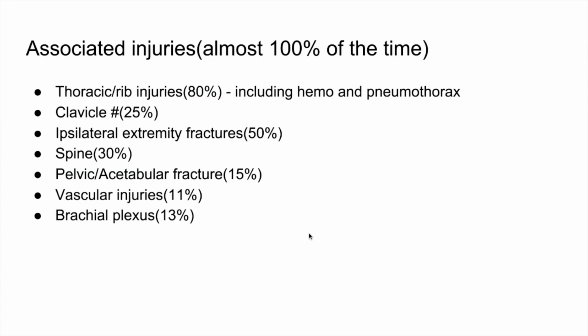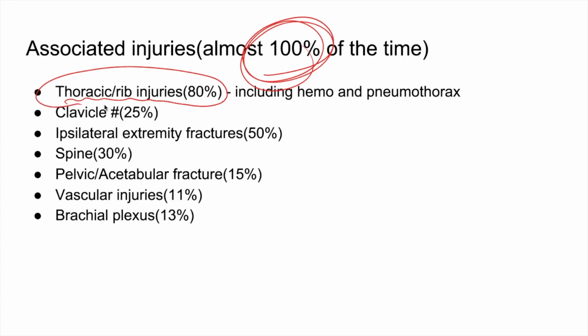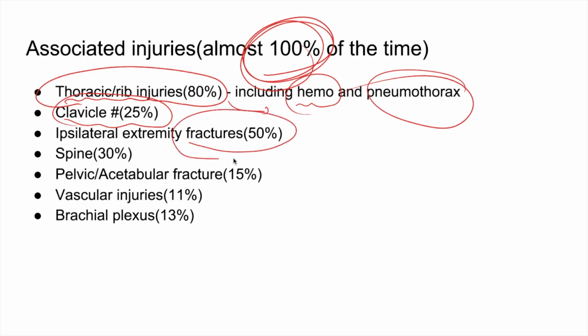What are the associated injuries? So, my experience and also literature says that almost 100% of the time there is an associated injury. It is never isolated. See, thoracic and rib injuries are very common. Rib injuries and thoracic injuries are seen in about 80% of the scapular fractures. Associated hemopneumothorax is also very common. And you have clavicle fractures in about 25% of patients. You have ipsilateral extremity fractures like the humerus fractures, elbow fractures, and forearm fractures. Sometimes you look at those fractures and we fail to pick up the scapular fracture. So, this also must be kept in mind.